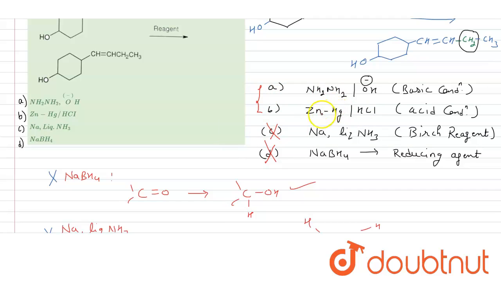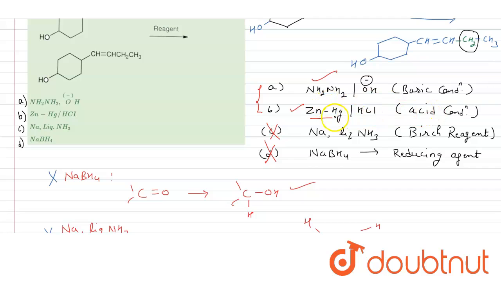Here you can say this is zinc amalgam, so this is actually the Clemmensen reduction. And this is the Wolff-Kishner reduction, and this is the Clemmensen reduction. Both these reductions convert the CO group into a CH2 group.